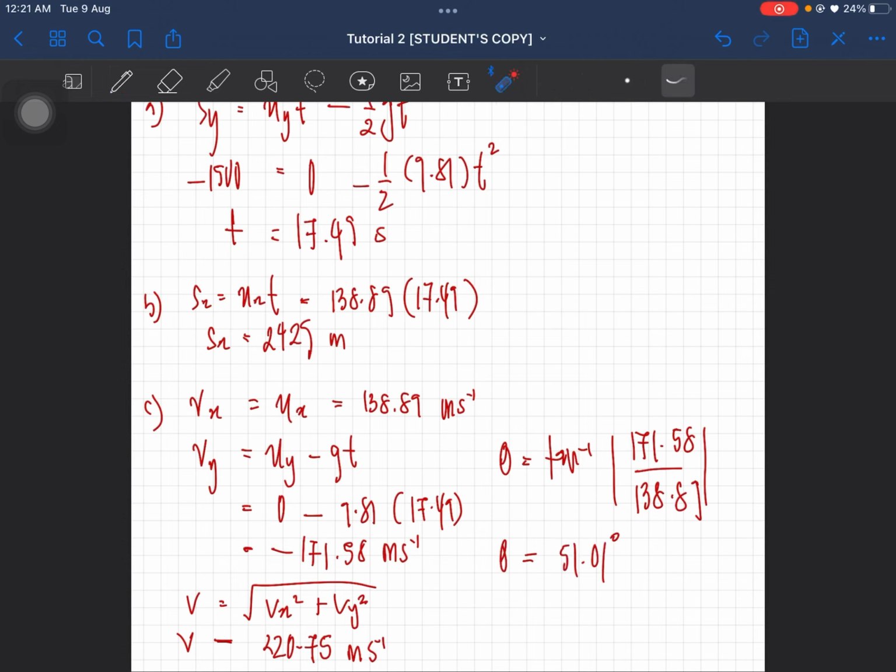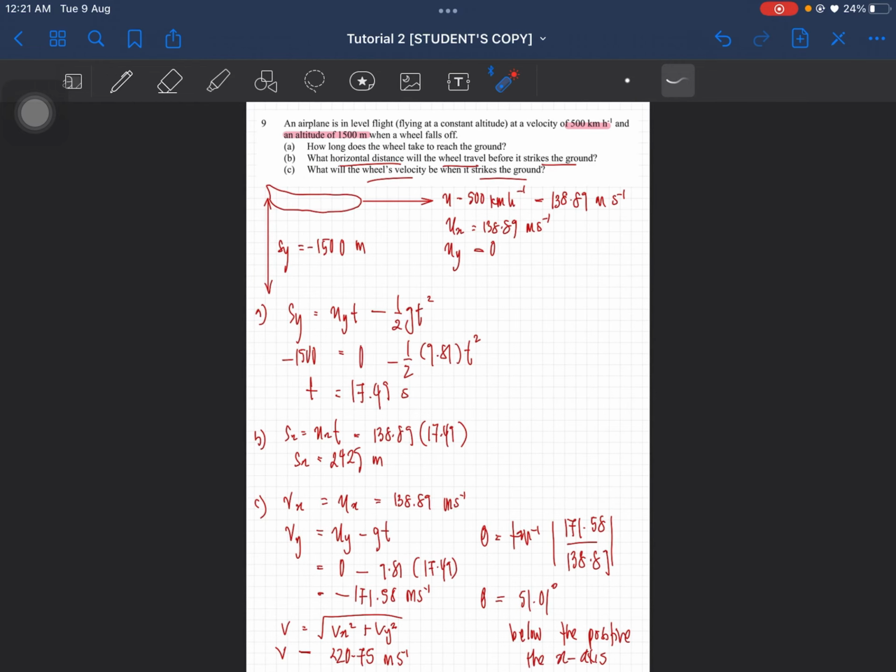So since the x component is positive, the y component is negative, it's gonna be below the positive x-axis. Below sebab y component negative, positive sebab the x-axis is positive. The x component here is positive. Alright, so that is your solution on question number 9.